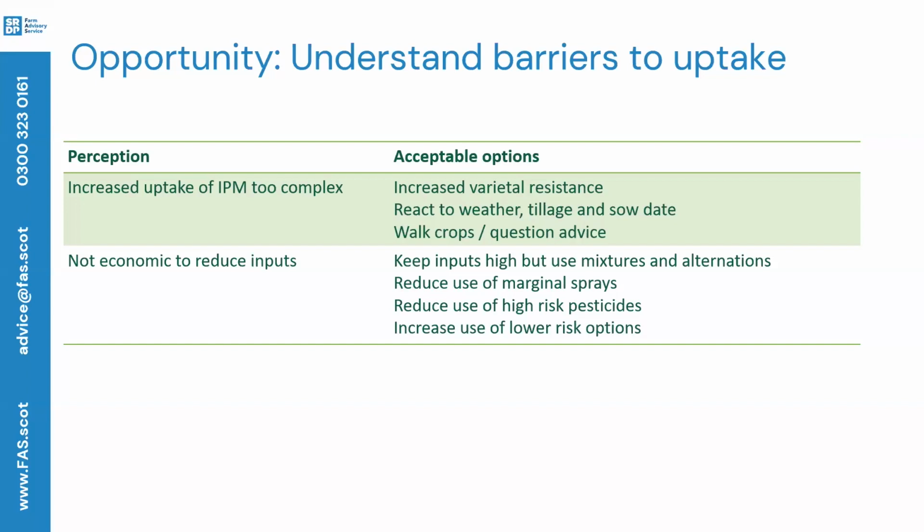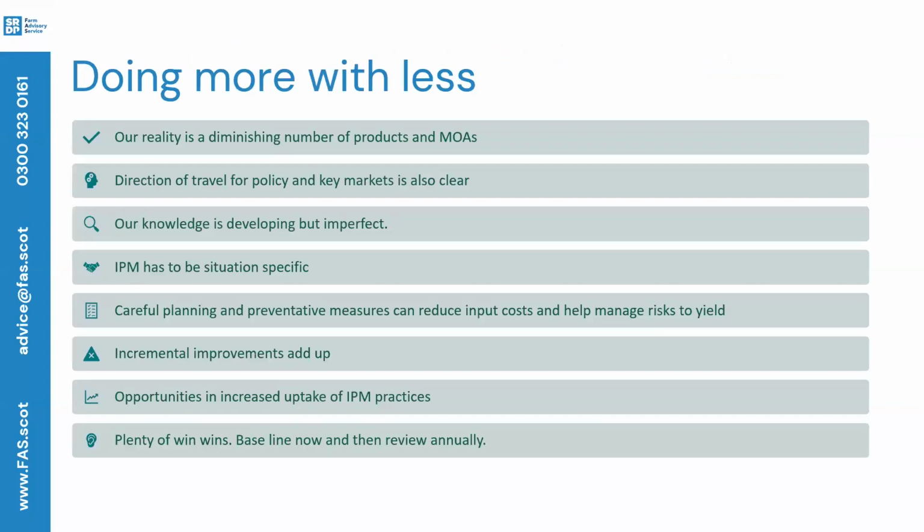By all means, keep inputs high, but use mixtures, use alternations, don't rely on any single approach, and try and take out any marginal sprays, because these are the ones that are not particularly cost effective. And you can certainly move to lower risk pesticides and use lower risk options when you can. So there is wriggle room within the options, and it's very much about tailoring the approach to your farm, your situation, and indeed the fields within your farm. So really situation specific.